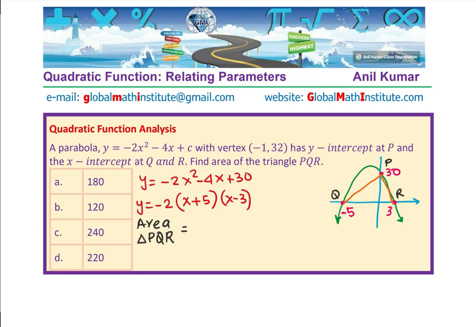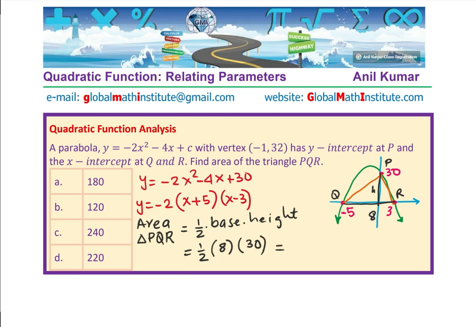Which is equal to what? Half base times height, right? Now in this case, what is the base? Well, the base is from minus 5 to 3, right? So if you see the distance, 3 minus minus 5, this is 8 units, right? And what is the height? Height is 30, right? So that is the height. Do you see that? So the base is 3 minus minus 5, which is 8, and the height is 30.